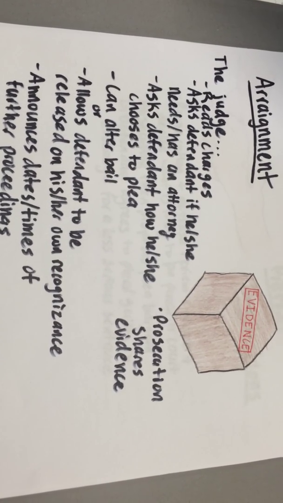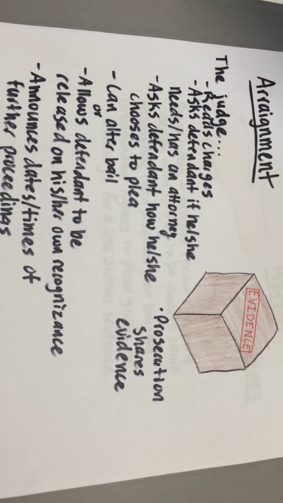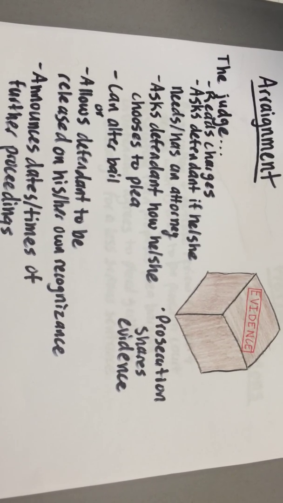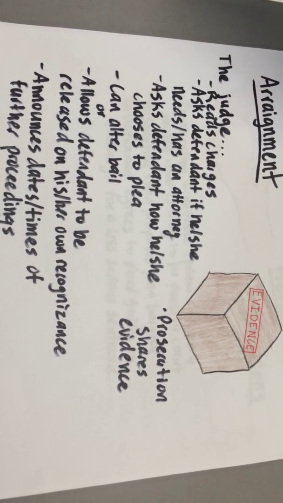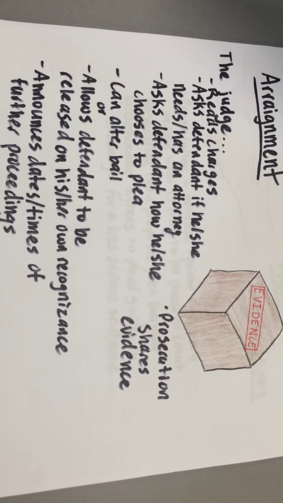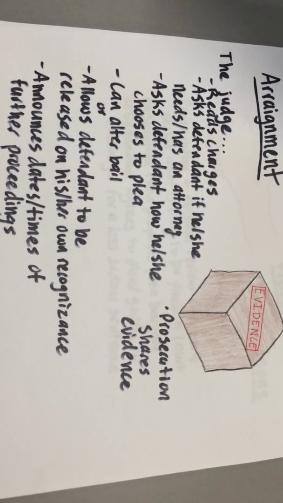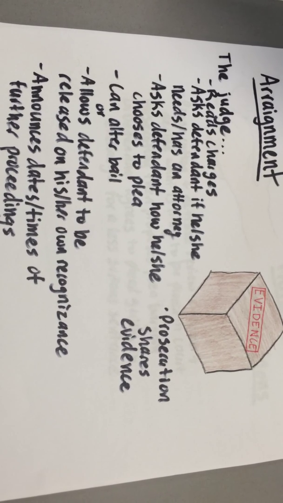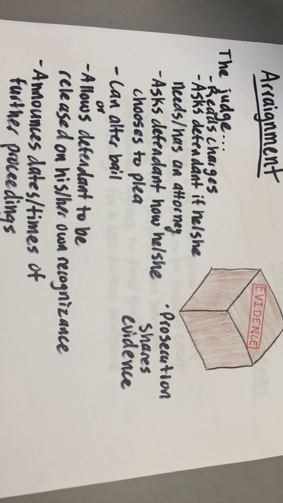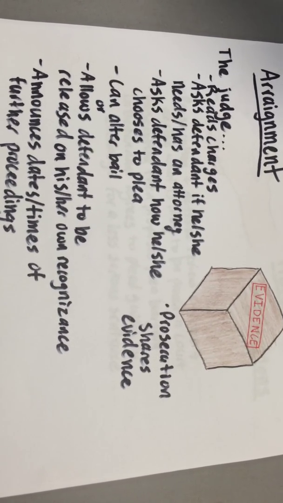The judge can then decide to alter the bail amount or allow the defendant to promise in writing to appear in court. This is also known as releasing the defendant on his or her own recognizance. Finally, the judge announces the dates and times of further proceedings. The prosecution will also provide the defense with evidence relevant to the case during the arraignment.